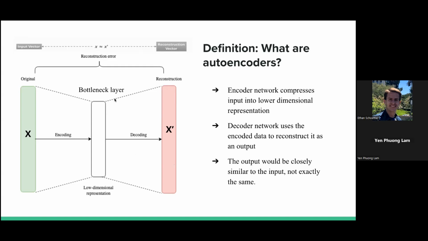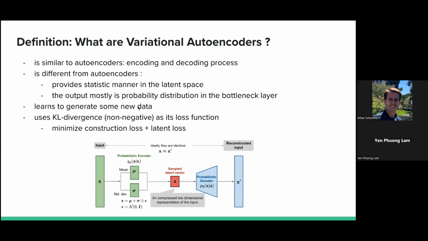The variational autoencoder is similar to the normal autoencoder, but it has something different because it provides a statistical manner in the latent space, and the output of the variational autoencoder is mostly a probability distribution. The variational autoencoder learns to generate new data. It uses KL divergence in its loss function to minimize reconstruction loss and latent loss.